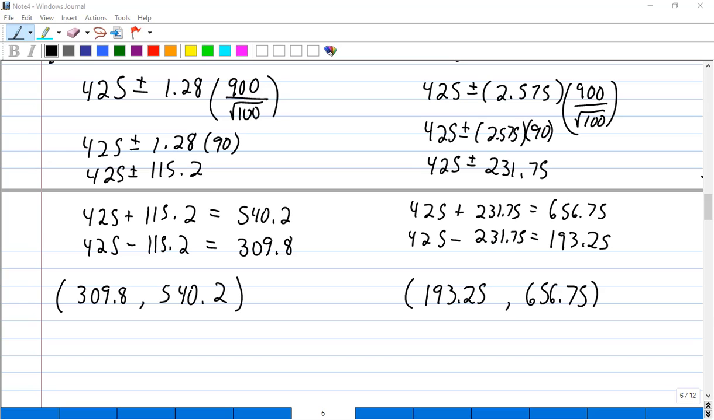Or I could say I'm 80% confident that the actual value for the population mean is between 309.8 and 540.2. So the more confident I want to be in my answer, the bigger the interval is going to get. The less confident, the smaller the interval can be. Does that make sense?